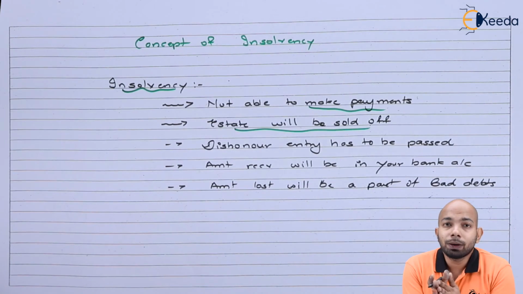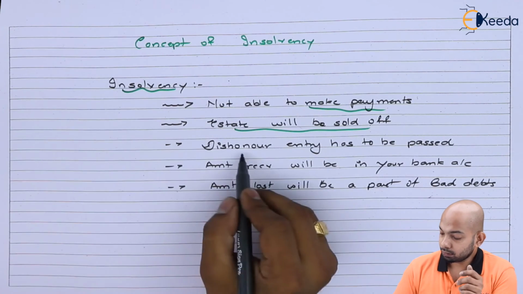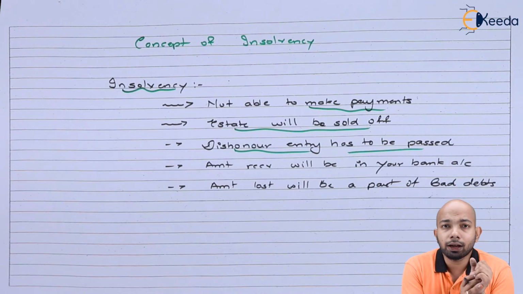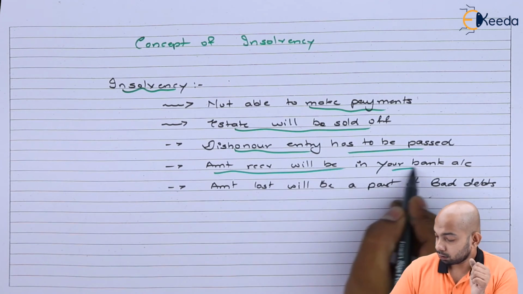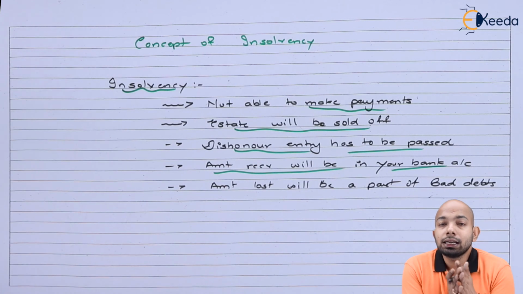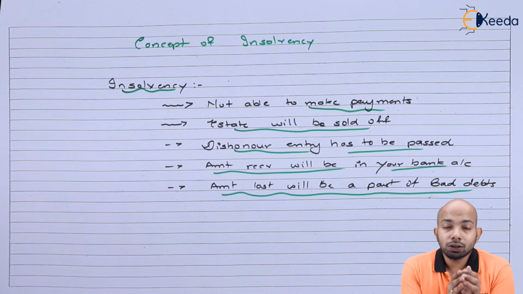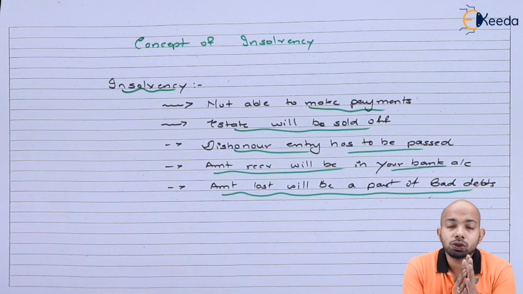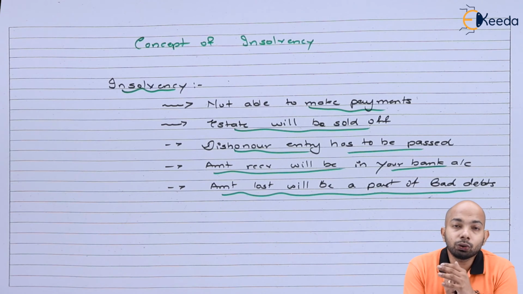Dishonor entry has to be passed in all the situations. The amount that you receive out of his estate, any part, any small part, will go into your bank account. And the amount that is lost will be shown as a part of bad debts. So this is what we had to talk about insolvency. You'll understand more of this when we go ahead and solve the problems related to insolvency.